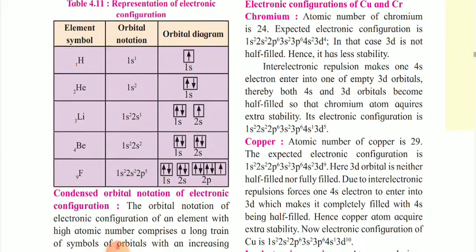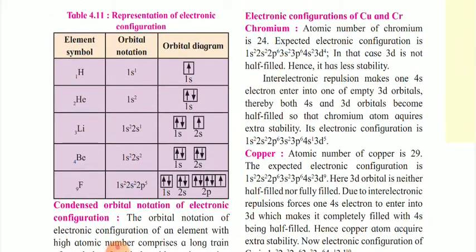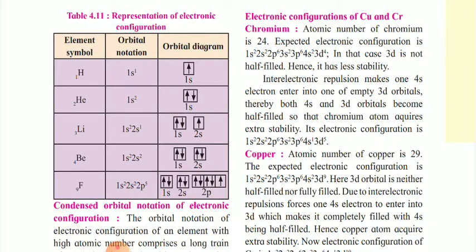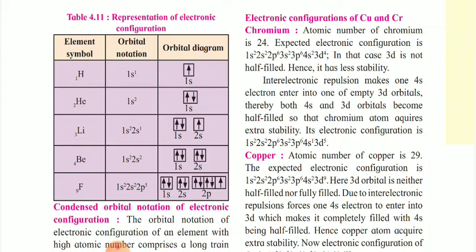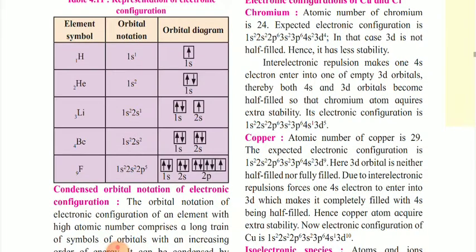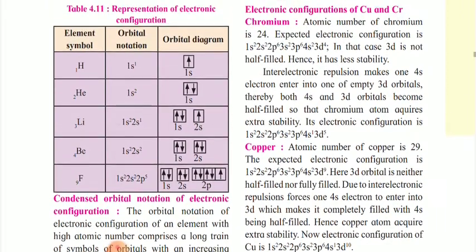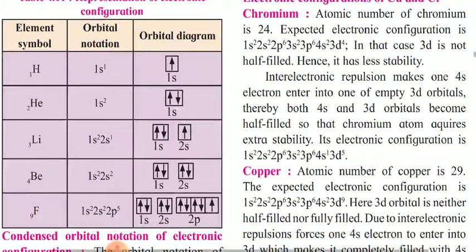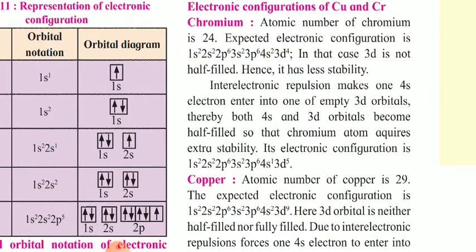Now students, some of the elements in the periodic table show anomalous behavior. Out of them, copper and chromium are the elements which show anomalous behavior, meaning the expected electronic configuration and the actual electronic configuration which we are going to write will be different. The atomic number of chromium is 24. The expected electronic configuration is like this: 1s2 2s2 2p6, 3s2 3p6, 4s2 3d4.